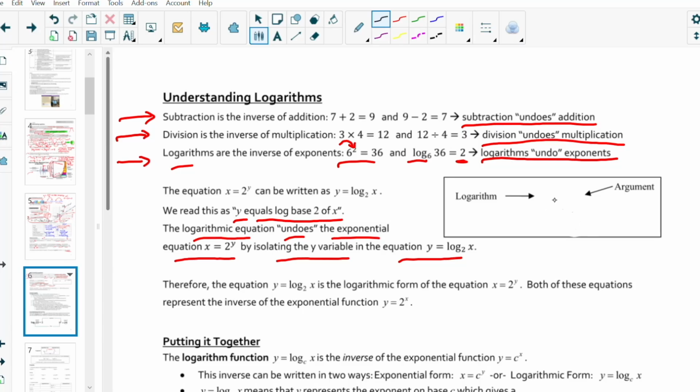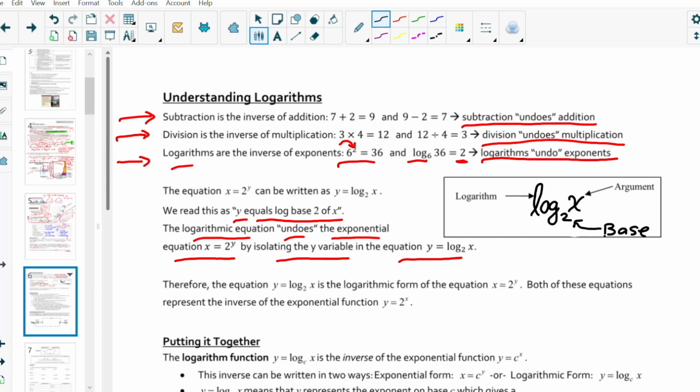Okay, folks, this should say log base 2 of x. Okay, I think your notes are okay. It's just my notes here that are a bit messed up.